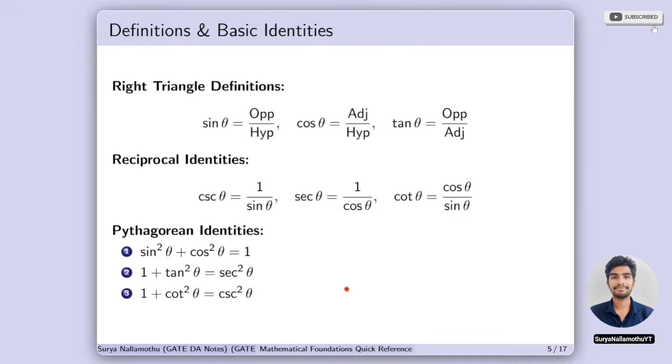We know the trigonometry formulas, right? These are the trigonometry formulas you learned in the 10th class or the intermediate related topic. And the Pythagorean identities: sin square theta plus cos square theta is equal to 1, and 1 plus tan square theta is equal to secant square theta, 1 plus cot square theta is equal to cosecant square theta.